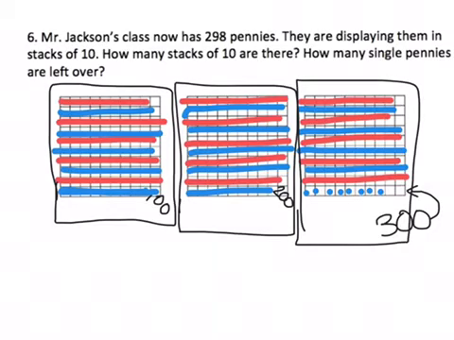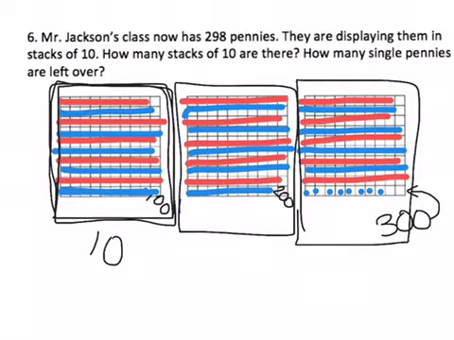All right, so Mr. Jackson's class has 298 pennies. They are displaying them in stacks of 10. The question is, how many stacks of 10 are there? Okay? How many stacks of 10 are in this first 100? Guys? All right, so there's 10 stacks of 10. There's 10 tens there.